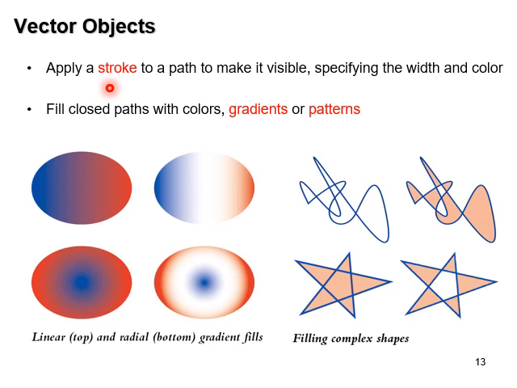One other thing that we can do also in vector graphics is that we can apply a stroke to a path to make it visible, specifying the width and color. We can also fill closed paths with colors, gradients, or patterns. Like here, we are filling with gradients of colors, and here we are filling complex shapes.